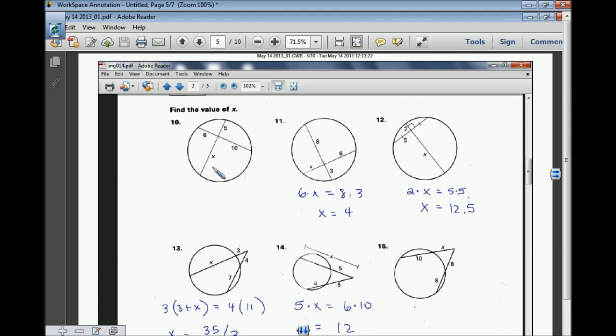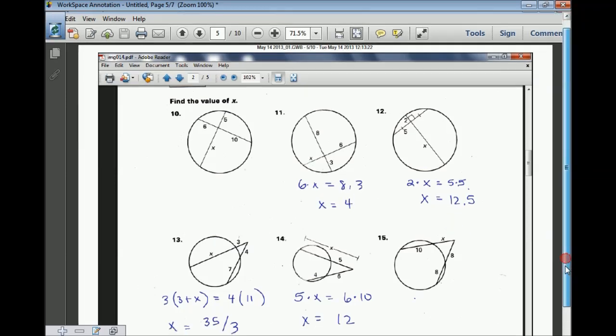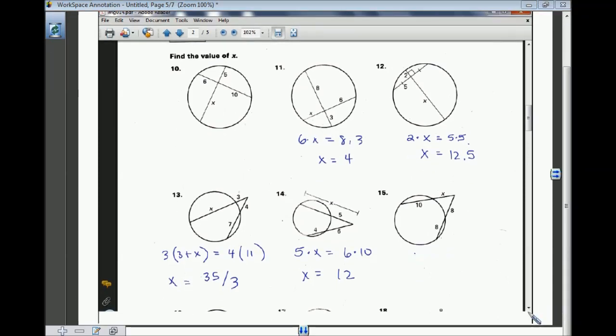Okay, did we skip number 10? Yes. Okay, so number 11, it's the product of the segment parts. Number 12, same thing. So take a look at these in second period, see if you have any questions for me. Hopefully if you do, they'll be the same questions that 5th and 6th might have.